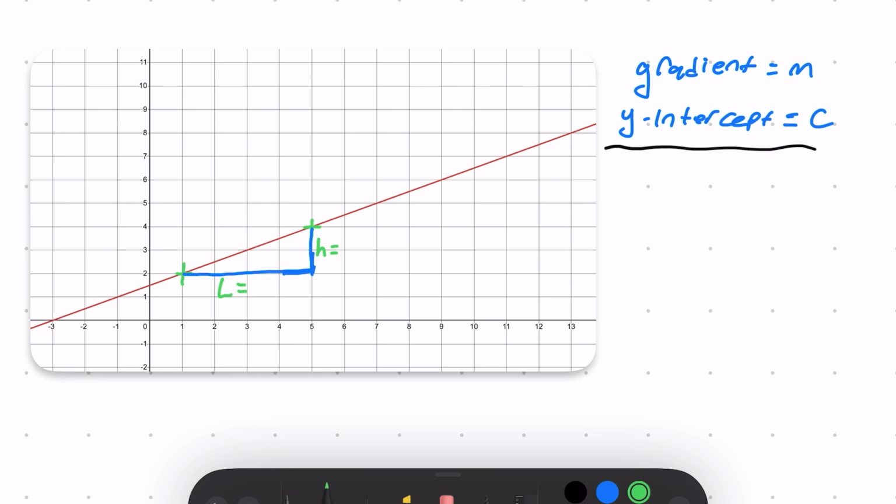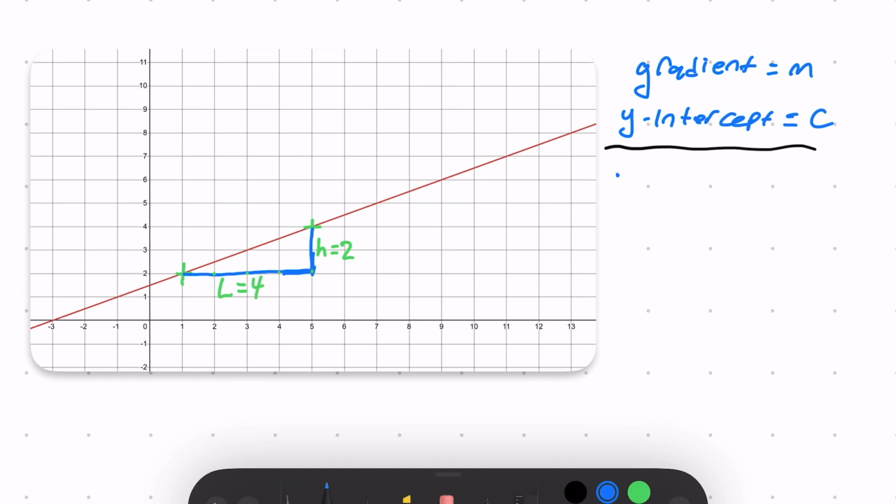How many squares up do we go? There's 1 square there and 1 square there, which means that the height is 2. Goes up 2 squares. Our length goes, there's 1, 2, 3, and 4. So there's 4 squares, so our length is 4.